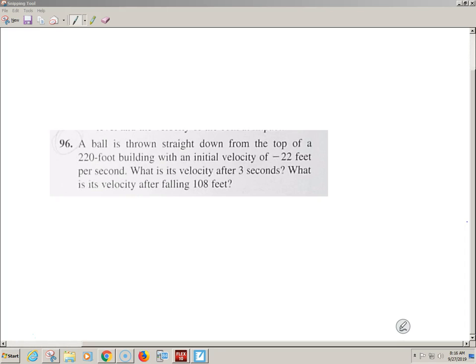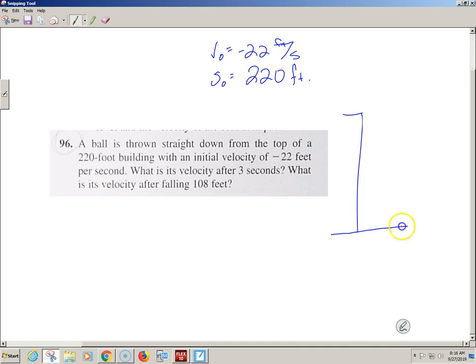All right, so 15 minutes later, a ball is thrown straight down from the top of the building. We have our initial velocity being, it's blue, negative 22 feet per second. We have our initial height, remember, initial position, being 220 feet in the air, if you make the ground 0. And it's being thrown down.